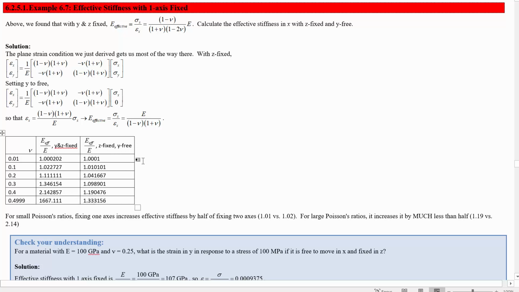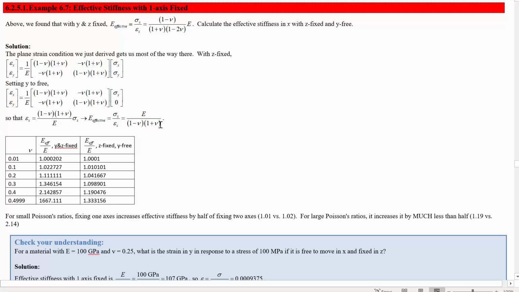Let's derive that. There are a couple of different ways you can come up with that. Let's start with the plane strain condition that we derived, which has z fixed already, and then we'll just say y is free by setting the stress in y to 0 and looking at how sigma x is related to epsilon x. And you can see that epsilon x is equal to this first component divided by E times sigma x. So that means the effective stiffness would be sigma over epsilon, which is E over this thing. After substituting into it, this is not as dramatic as this one.